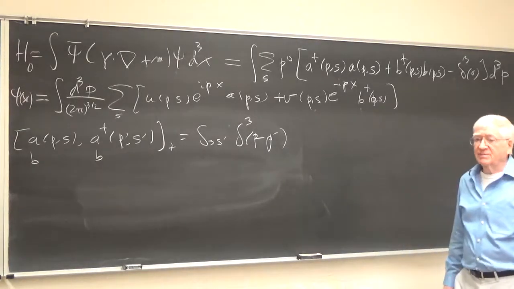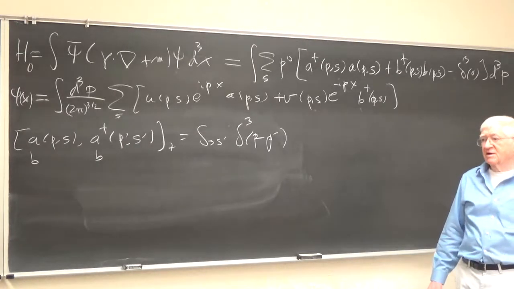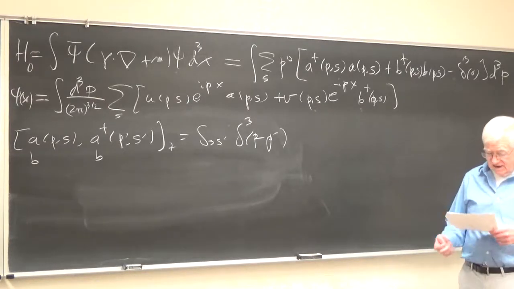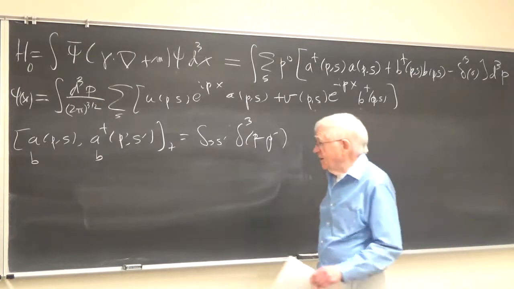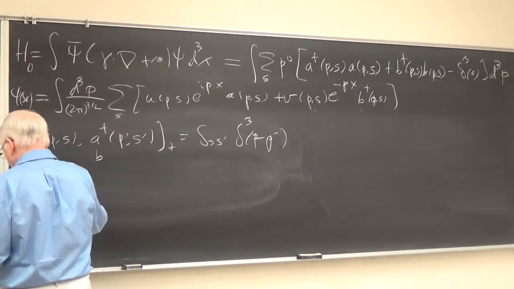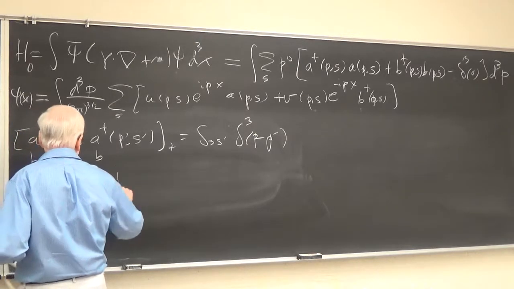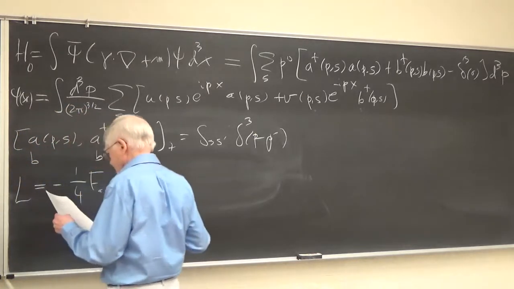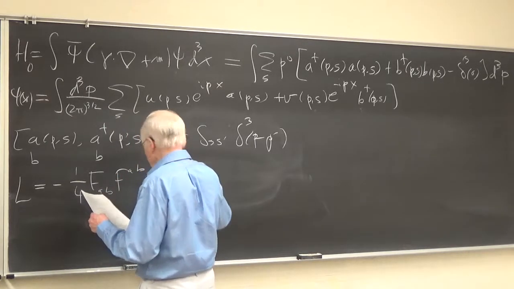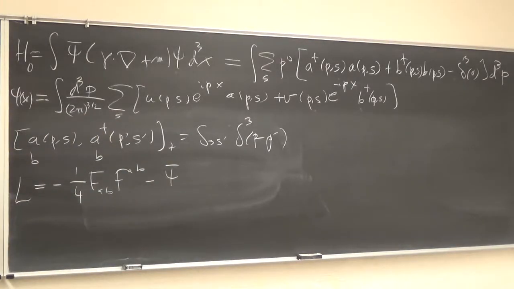Okay, so let me now tell you what Feynman's rules are for QED. And so let me first of all write down what we're dealing with. Minus a quarter F_AB, F^AB, minus psi bar. I was going to ask you to use your pen, but obviously I can't.